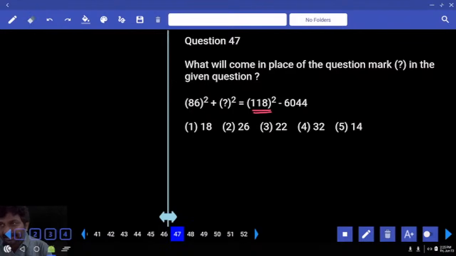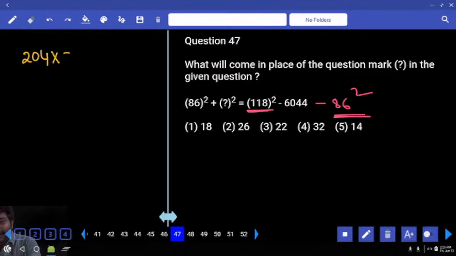Are you comfortable in 118 square? Yes or no? Yes sir? 86 square goes to the other side, becomes minus. So a square minus b square form. Forget about 6044, we'll do that later. A square minus b square is a plus b into a minus b. A plus b into a minus b. 32 minus 6044. Correct? Right.